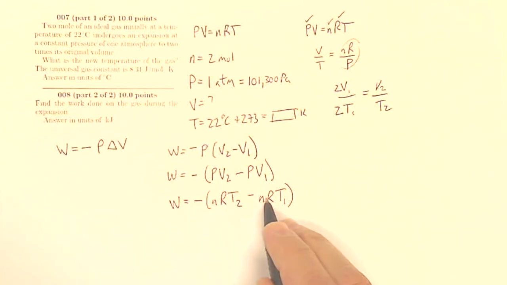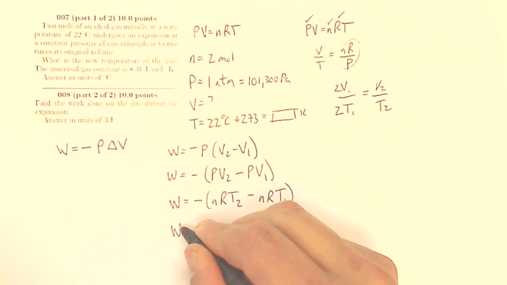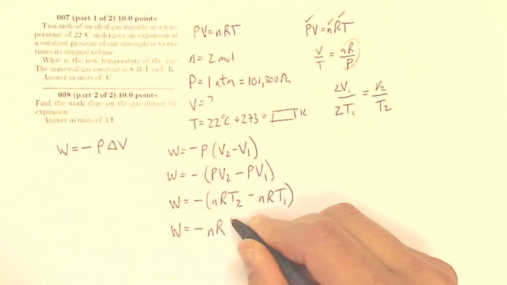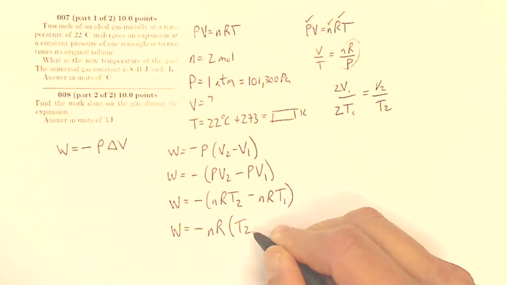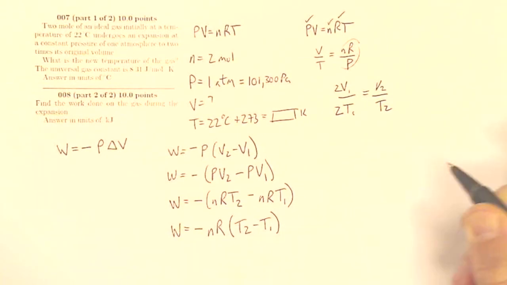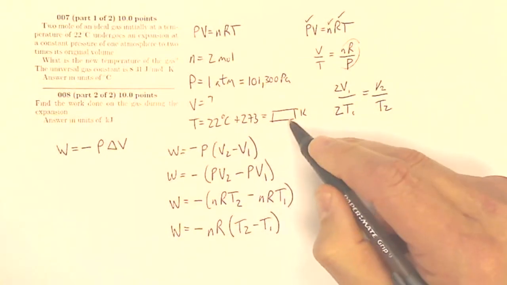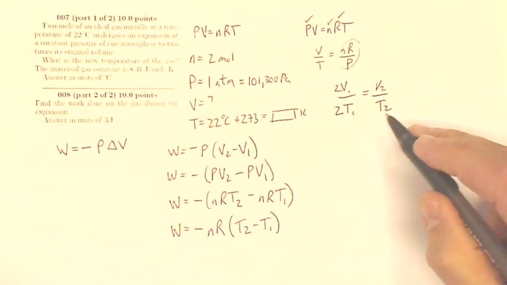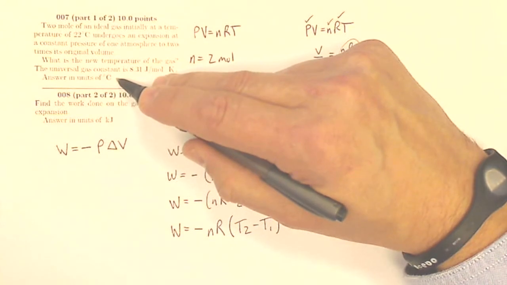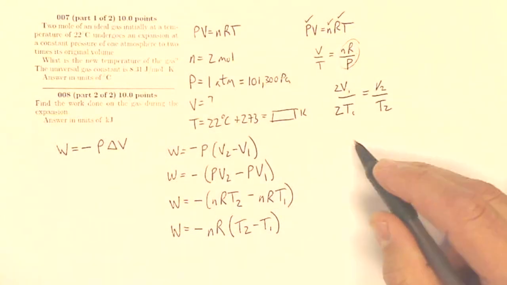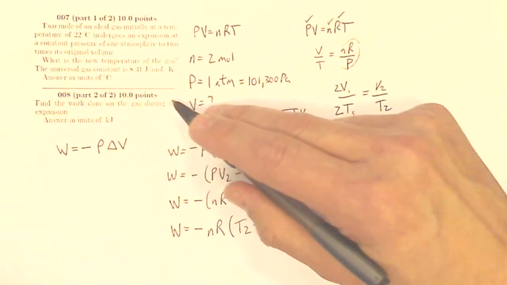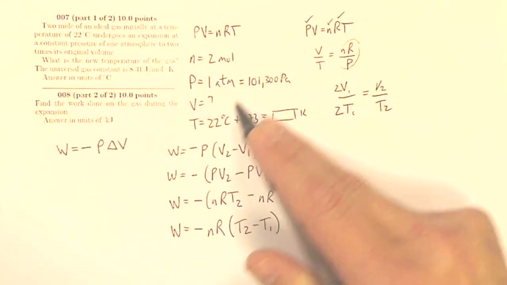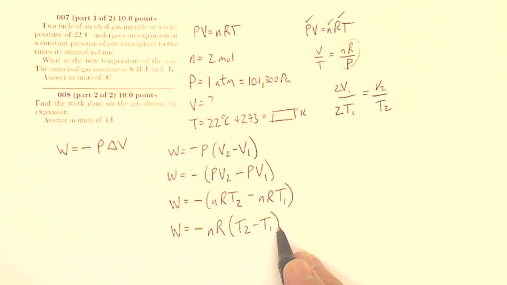Now I can pull out some of my like terms here. I know that N can be pulled out. So my work is going to be negative of N times R times T2 minus T1. And since you know your original temperature and your new temperature, because that's what you solved for here. Oh, this answer is in units of Celsius, so don't forget, once you've doubled this Kelvin, to subtract 273 from it again. That's back to number 7. Okay, so now it's nR times T2 minus T1.